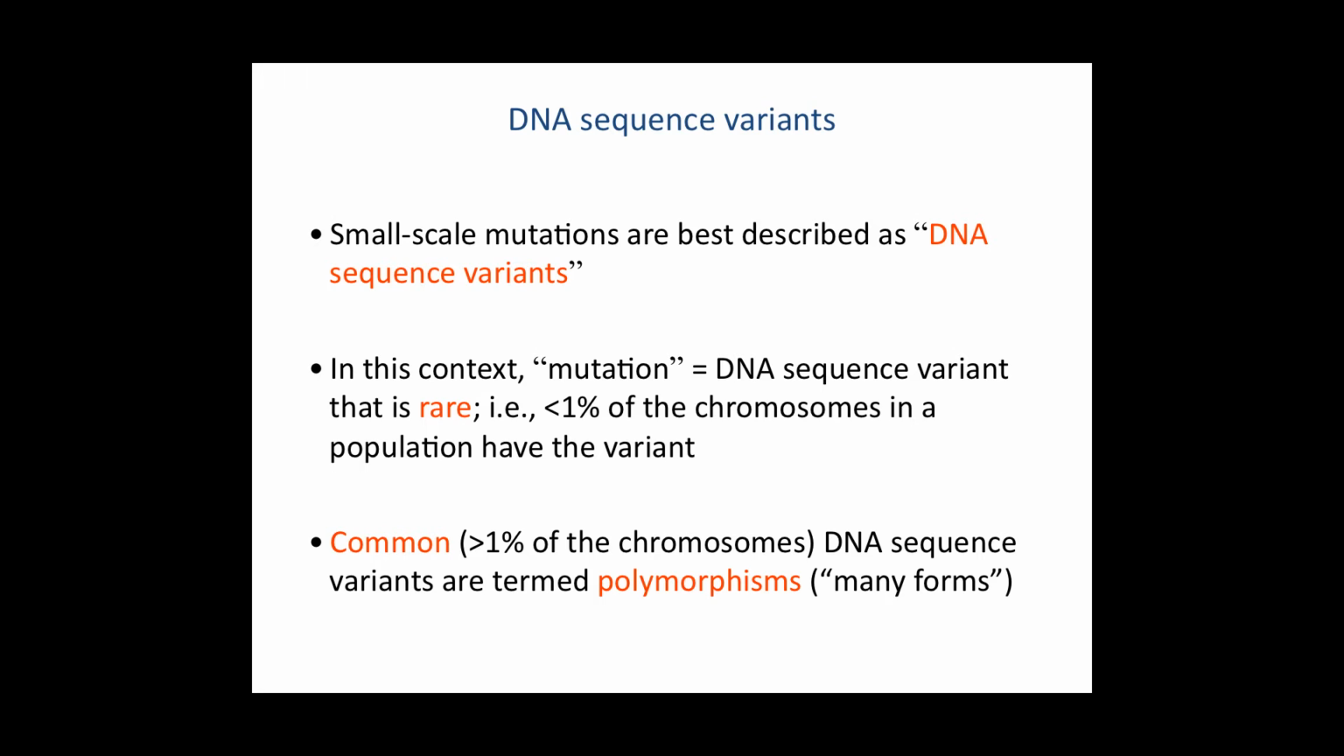The proper term for a small-scale change in genomic DNA is DNA sequence variant. In the nomenclature generally used by human geneticists today, if a DNA sequence variant is found on less than 1% of chromosomes in a population, it's called a mutation. If a DNA sequence variant is found on more than 1% of chromosomes in a population, it's called a polymorphism, which comes from the Greek words for many forms.